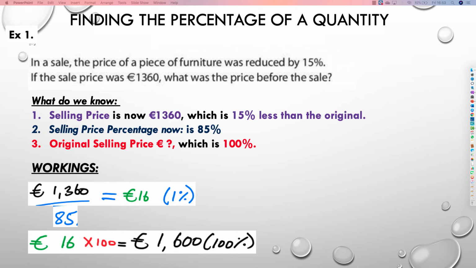If it sells for 15% less than it should have been, it's only 85%. Is that alright? So we divide by 85, multiply by 100, we get 1,600. Right.